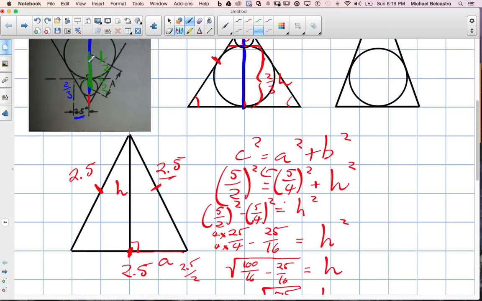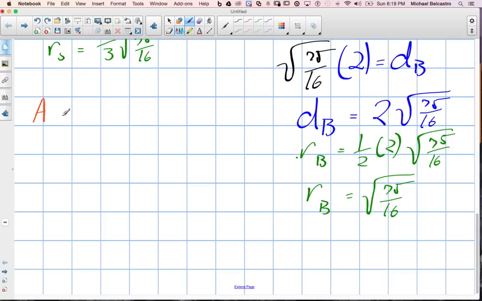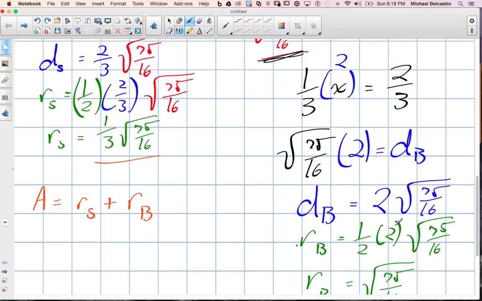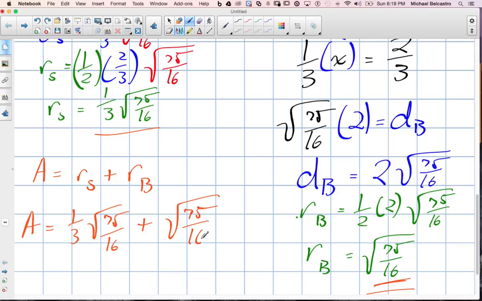And remember, we have to add them together to find A. We can say that the distance A is equal to the radius of the small circle plus the radius of the big circle. And we have those two values here. So let's plug them in. The a value is equal to the radius of the small circle, which is 1/3 root 75 over 16, plus the radius of the big circle, which is just root 75 over 16. Okay. Again, I like to work with fractions, so technically there's a number 1 in here, and I can change that to a 3 over 3. So now I'm just adding the two coefficients in front of here.